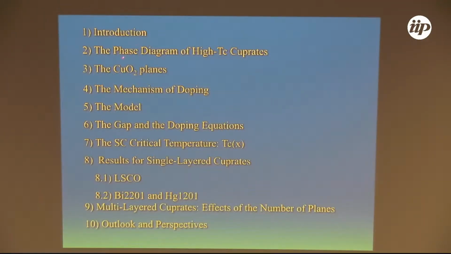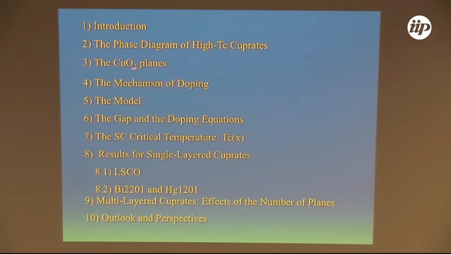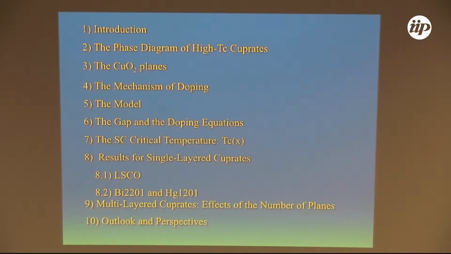After an introduction, I'll concentrate on some features of the phase diagram. Then I'll talk about these copper oxide planes, which are central, especially for the mechanism of doping. Then I'll describe the model I use, derive the gap and doping equations, and then I'll be able to get an expression for Tc as a function of doping. And then I'll show the results for these different materials, and then I'll talk about multi-layered cuprates.